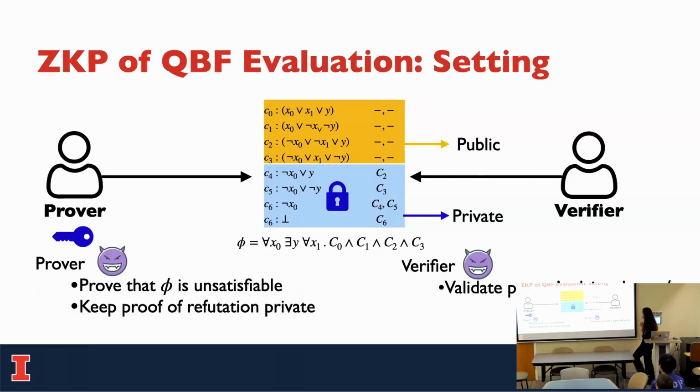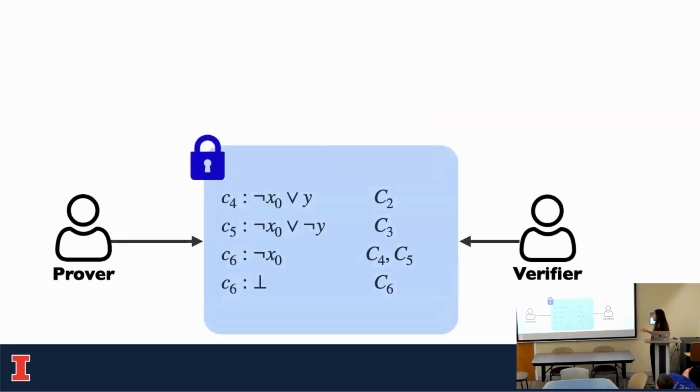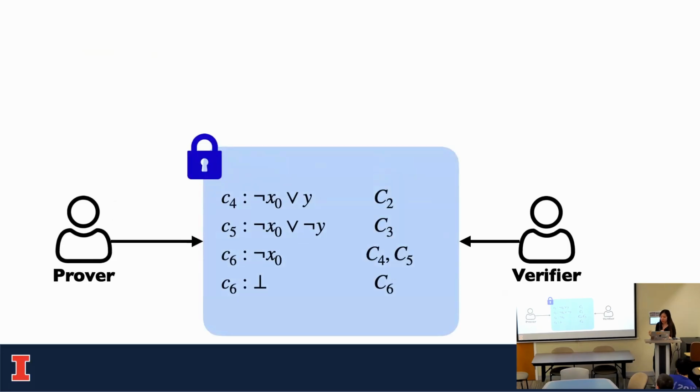In this setting, we have a QBF formula, which is public, and we want to prove the evaluation of the formula using this Q resolution proof. So in this setting, the prover wants to prove this QBF is unsatisfiable, and at the same time, wants to keep this proof private. The verifier wants to validate the claim about the unsatisfiability of the formula, but does not learn information about the Q resolution proof.